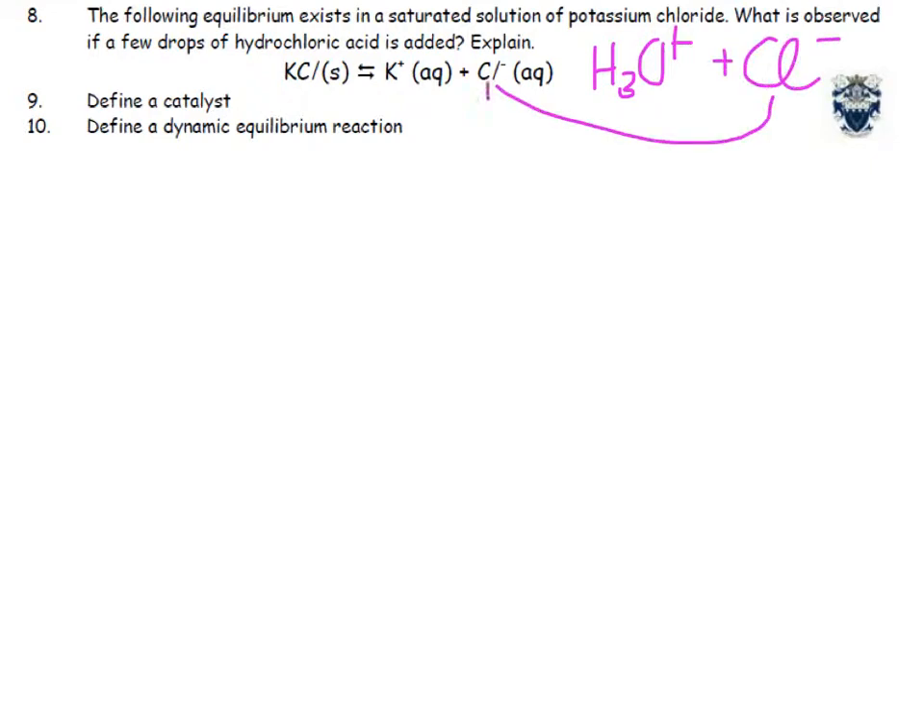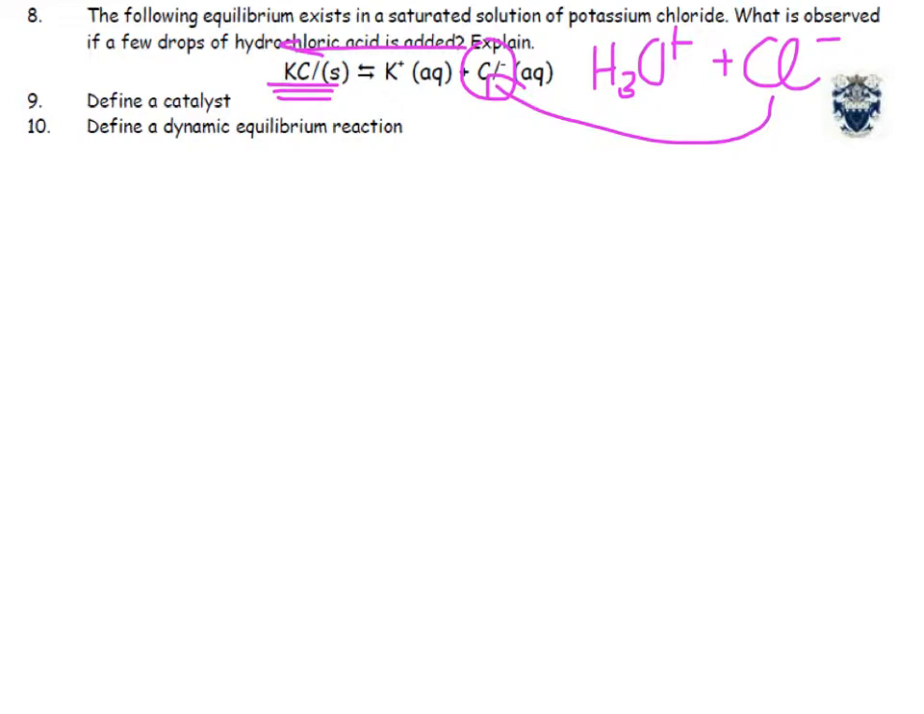Cl- is a common ion, so we would have the common ion effect. Too much of this product would shift the equilibrium towards the reactant, and therefore you would see KCl precipitating out of solution. The precipitation of KCl is known as the common ion effect.